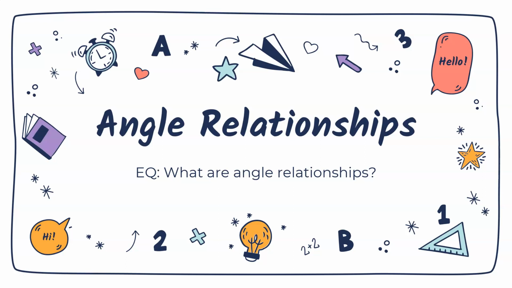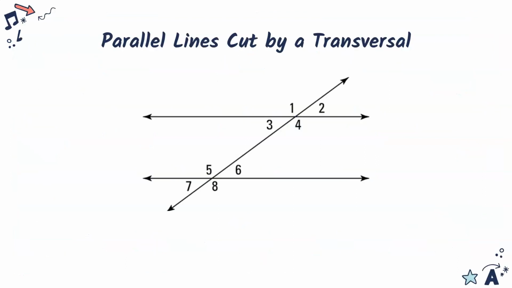Okay, so in this video, I'm going over angle relationships, and our essential question is, what are angle relationships? So we are specifically looking at parallel lines cut by a transversal. My parallel lines are these two lines, and my transversal is the line that goes through them, which is this line up here.